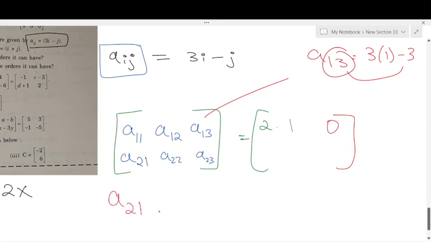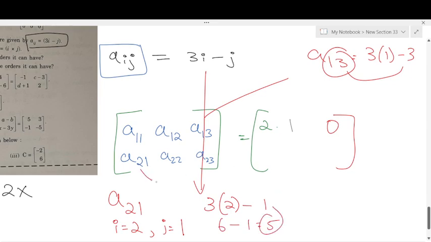A21. In this A21, what is I value, students? What is I and what is J value? All of you will answer. Unmute and answer. What is I? I is 2 and J is equal to 1. Use this formula. 3 into I is 2 minus J is 1. 3 2s are 6. 6 minus 1 is 5. So what number should I write here in place of A21? What's the answer we got? The answer is 5.